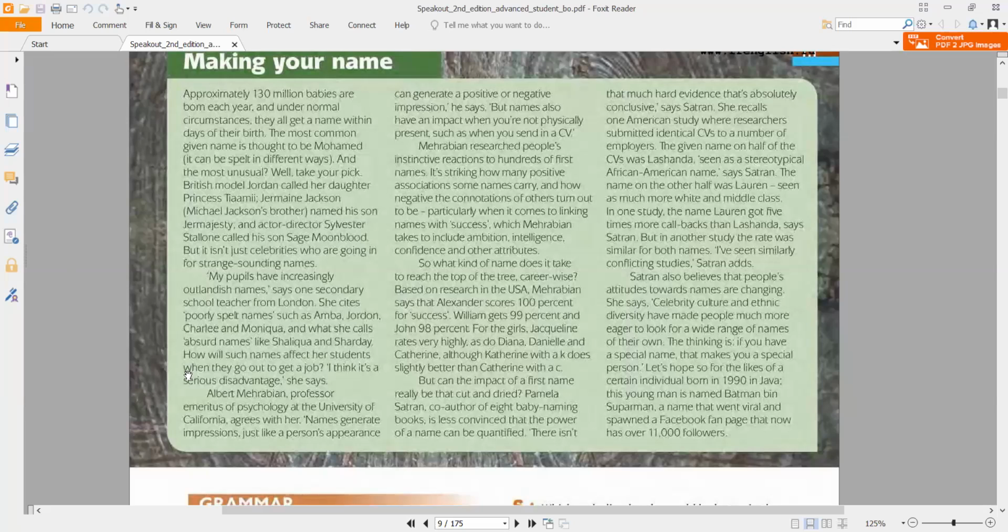Okay. Albert Mehrabian, Professor Emeritus of Psychology at the University of California, agrees with her. Names generate impressions, just like a person's appearance can generate a positive or negative impression, he says. But names also have an impact when you're not physically present, such as when you send in a CV.